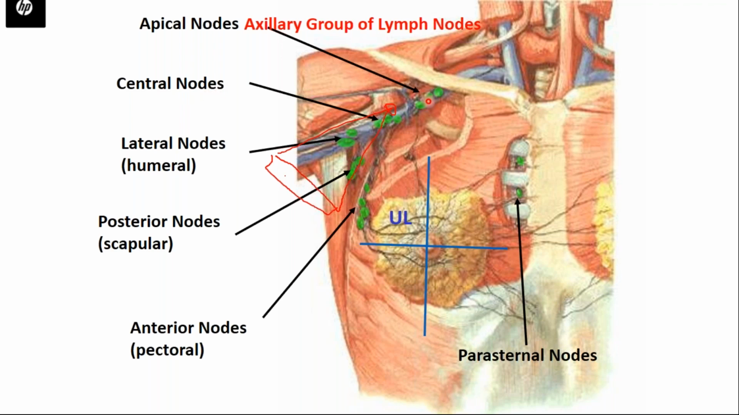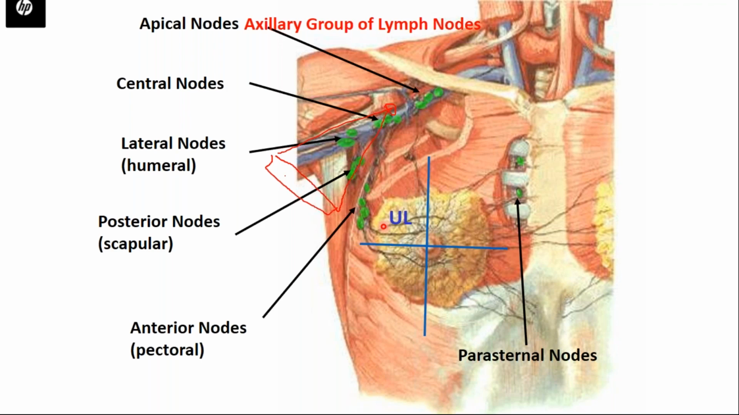This axillary group of lymph nodes is quite important because they not only drain the upper limb, they drain a major portion of the chest and especially the breast. In males the breast is not much developed, whereas in females it's very important because they feed the child, and also there are incidences of breast cancer.